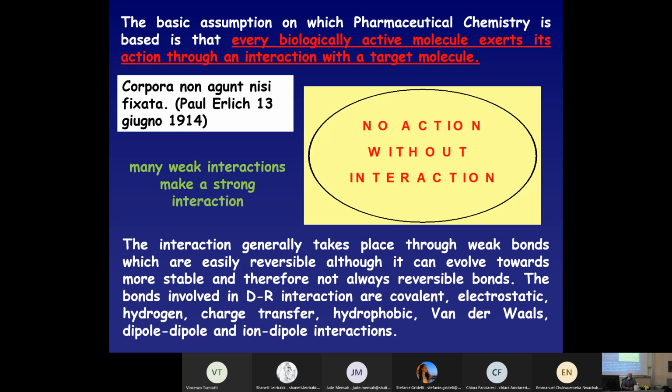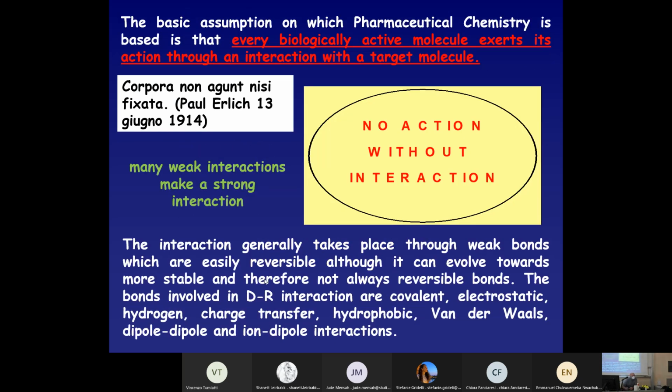Covalent, not so common. Electrostatic, ionic, very common. Hydrogen bond, very common. Perhaps you already know this type of bonds. Charge transfer, perhaps for you is new. Hydrophobic, for you is new. But you already know van der Waals, weak bonds, but a lot. Dipole-dipole, ion-dipole interactions. Now we'll see all these types of bonds with examples.